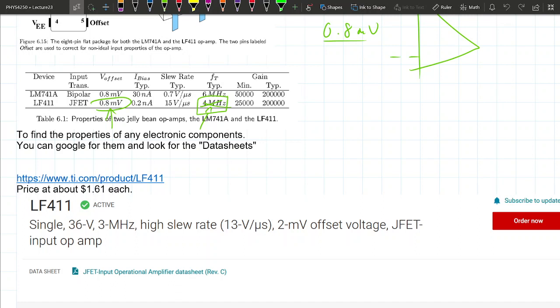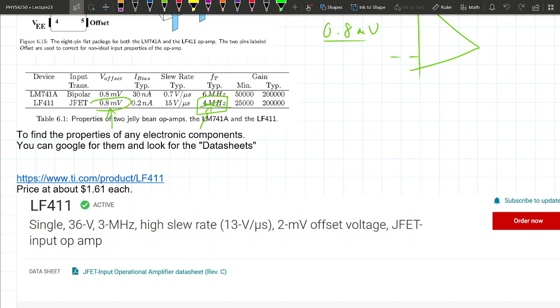Let's see, operational temperature. These are not designed to go below freezing. Don't put them in the freezer and expect them to work. Let's see, what else is there?